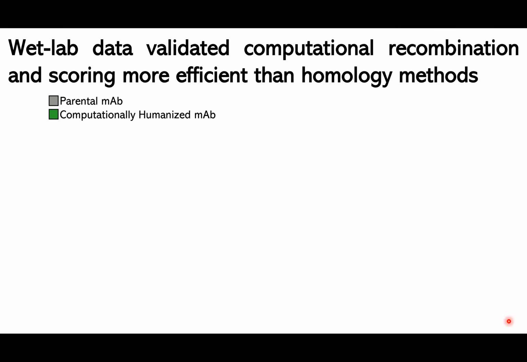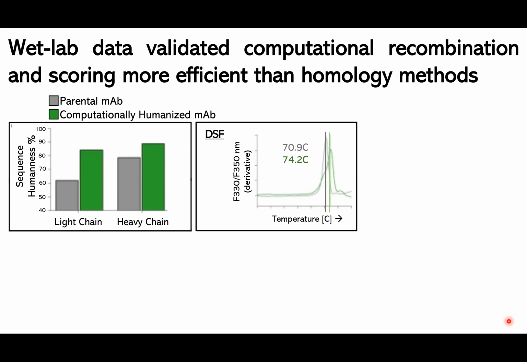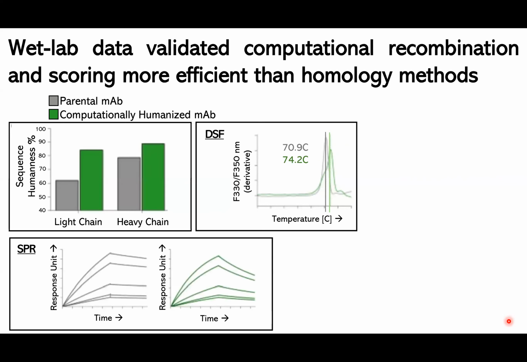They used wet lab validation to prove that they did this, and that it's more efficient than homology methods, which typically require some back mutations after humanizing. So they showed that compared to their parental antibody, their computationally humanized antibody was more human, achieving acceptable humanness levels. They also showed that their humanized antibody was more stable using differential scanning fluorimetry.